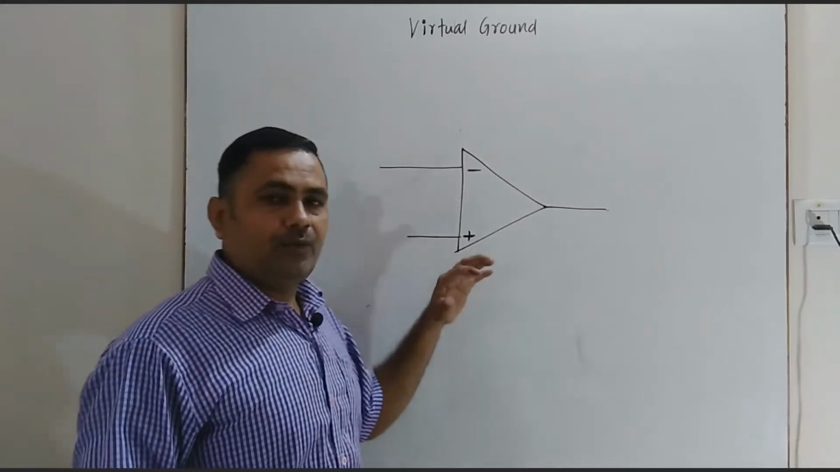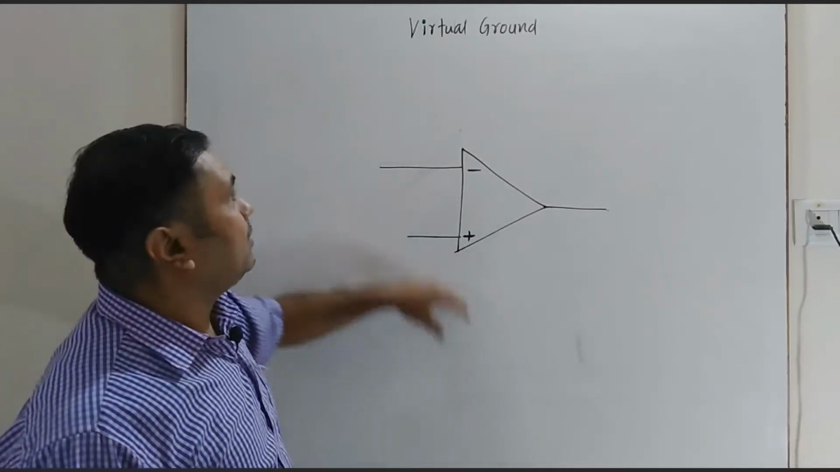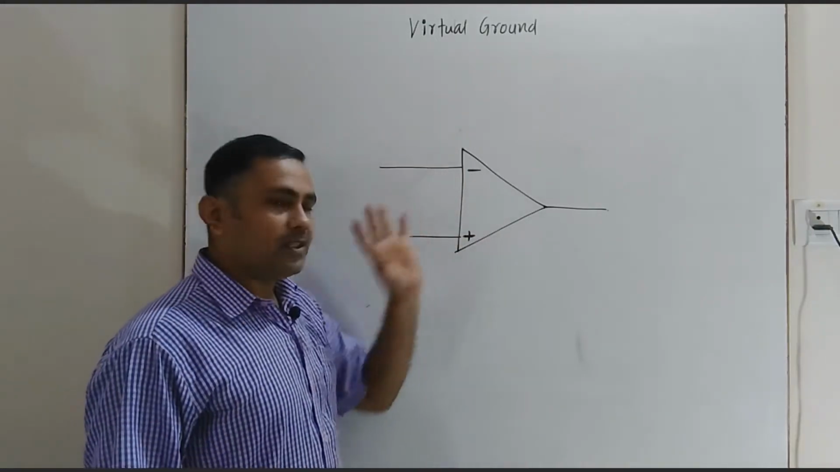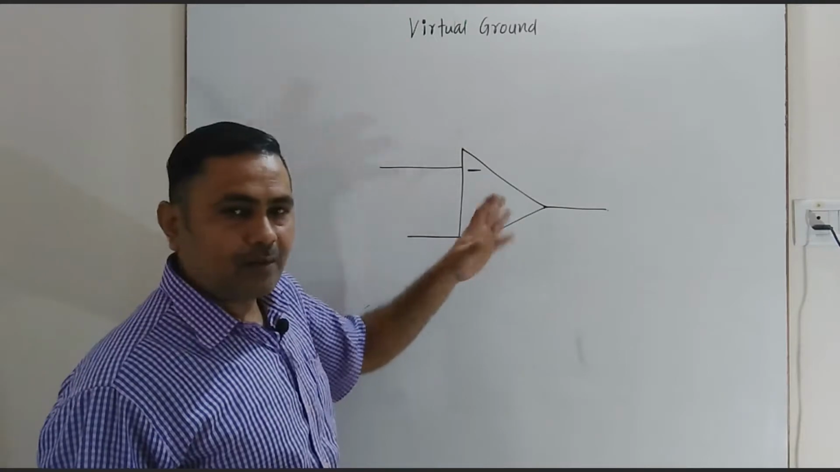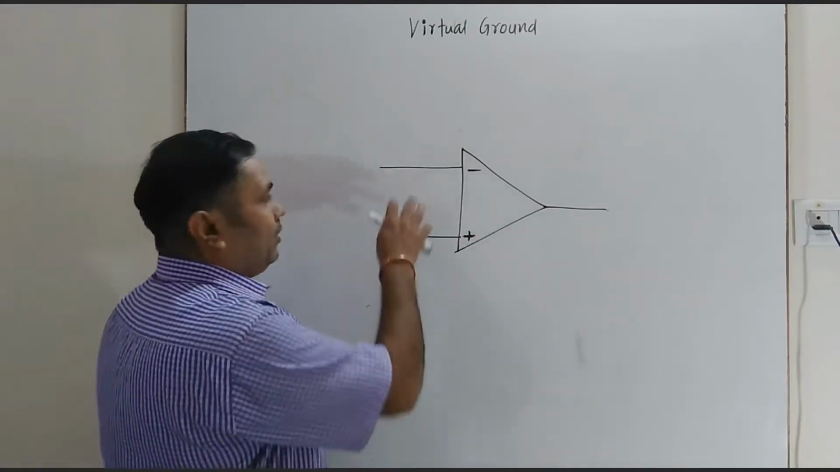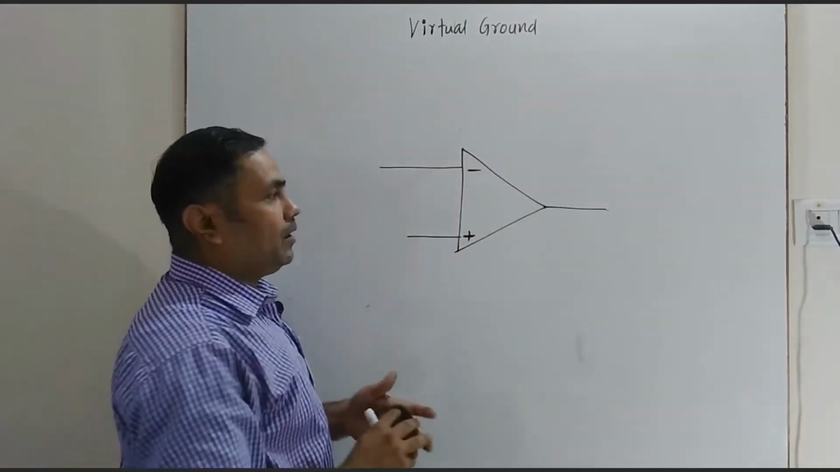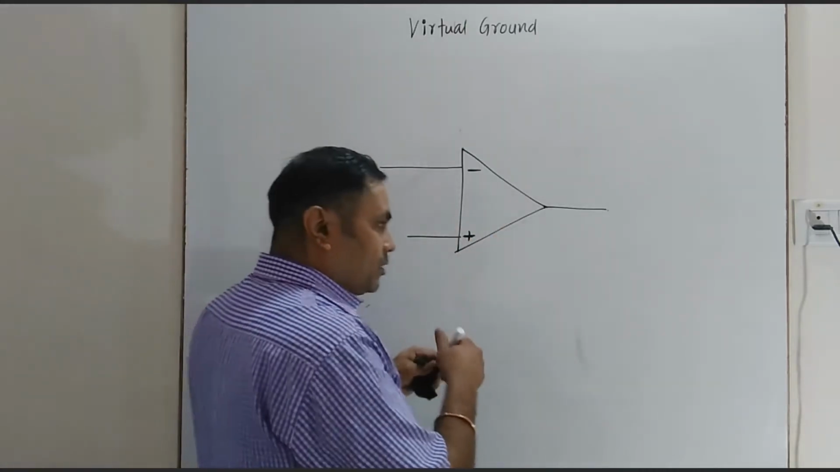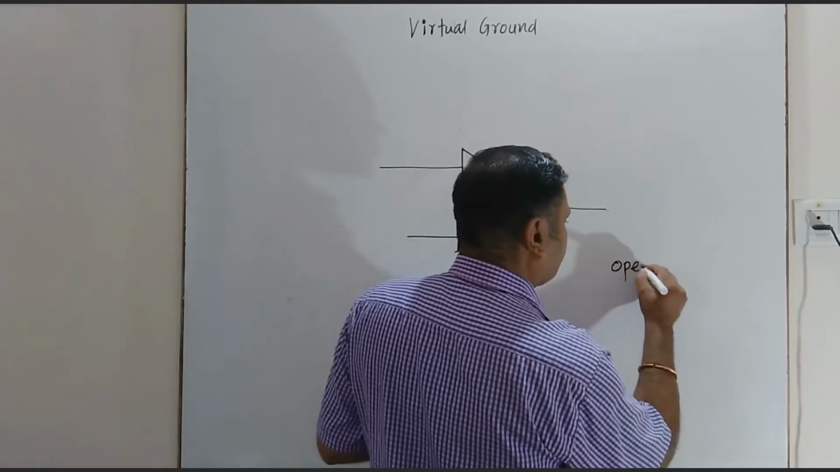One of the concepts used in operational amplifiers is the virtual ground concept. Let's see. Now this is the symbol of an operational amplifier. It is connected to the dual power supply and all these things. If you use this operational amplifier as it is, then this type of amplifier is called an open loop amplifier.